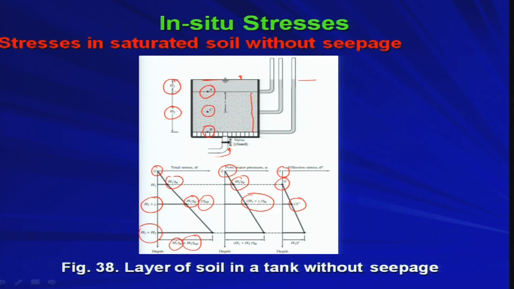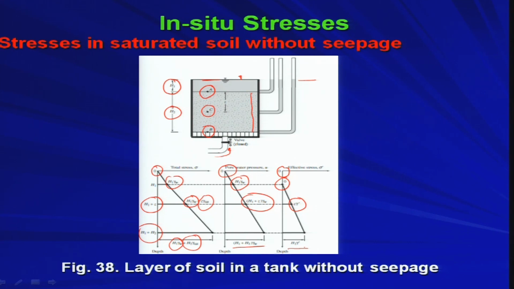Now, what about the pore water pressure at that location? That will be simply h1 plus h2 into gamma w. So, that is given here, right. If you subtract the pore water pressure from the total stress, you will get simply the effective stress, which is nothing but h2 into gamma prime, that is, gamma submerged.